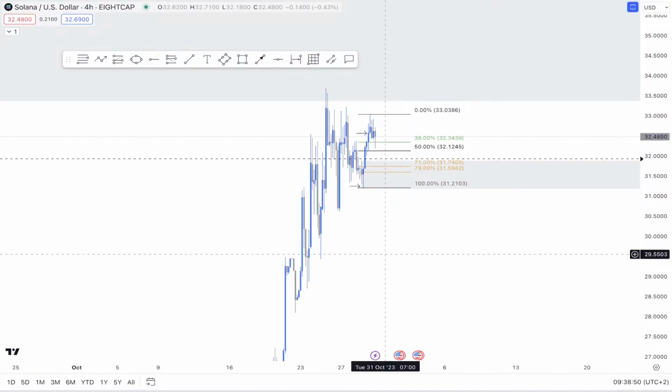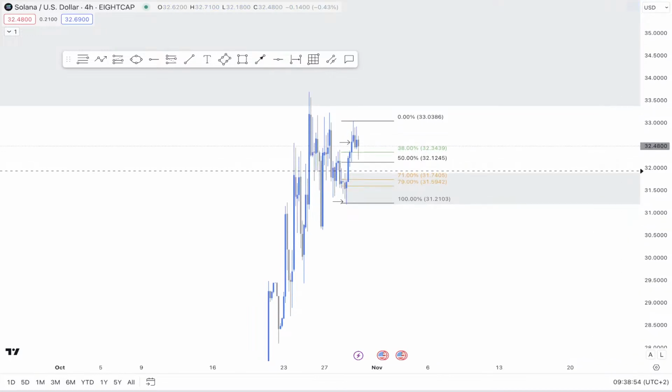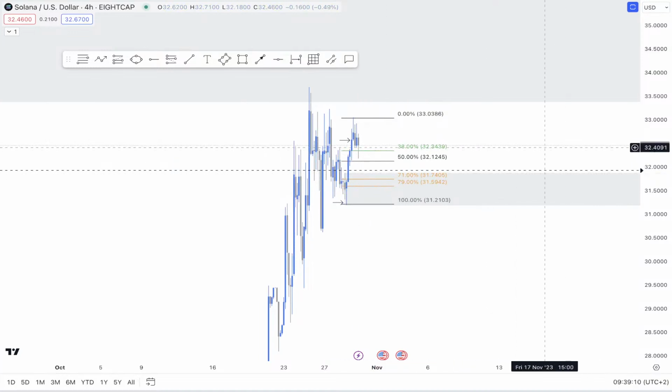And lastly, we have Solana. So on Solana, we have a nice buy limit opportunity. Okay, so we have a clear liquidity sweep here, followed by a very aggressive move towards the upside. All right. And now we just want to wait and see how price will pull back towards our area of interest in order for us to decide whether we pull the trigger or not.